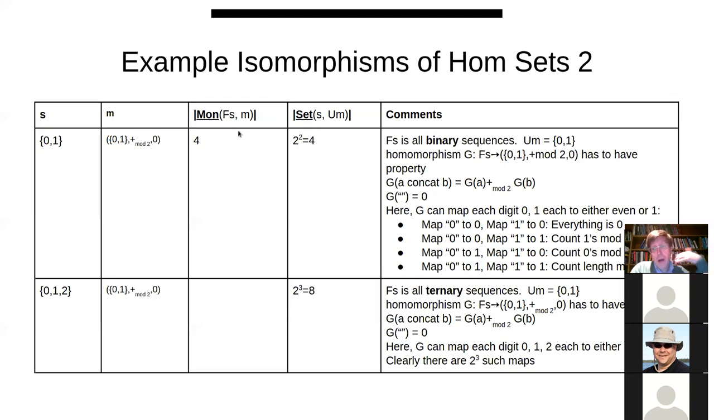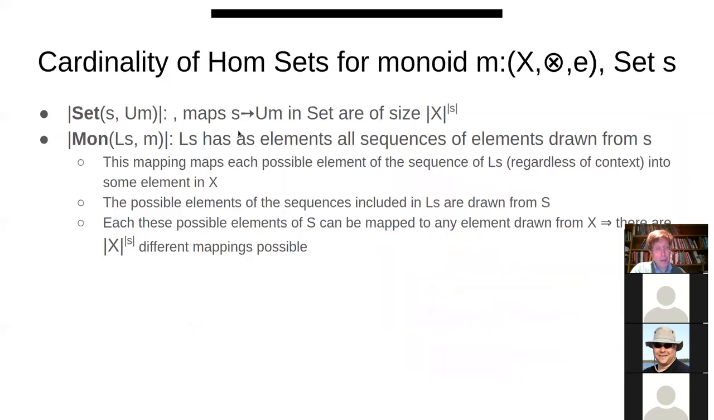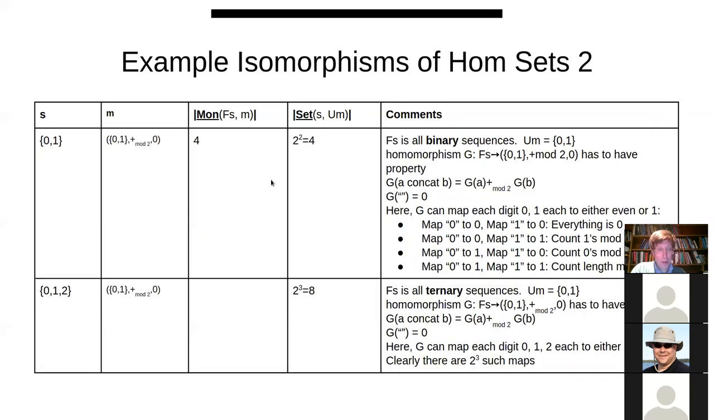Now, for the monoid side of this, it's a little bit more tricky to think through. But basically, to have a monoid homomorphism here, we're going to consider the homomorphism G. We know that G of the empty sequence has to equal zero. And we know that G of A concat B has to be G of A plus mod 2 G of B. That's just the mod 2 thing here. So one way we can get this is if we map empty to 0. But we have some latitude now.